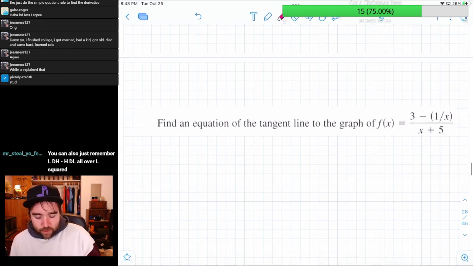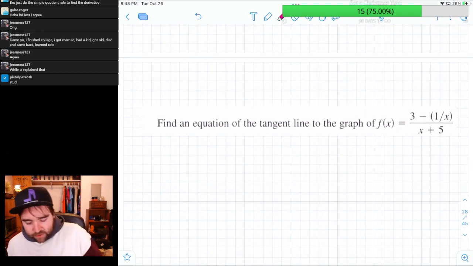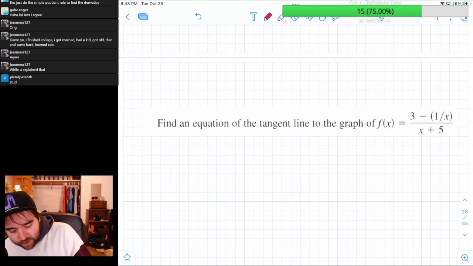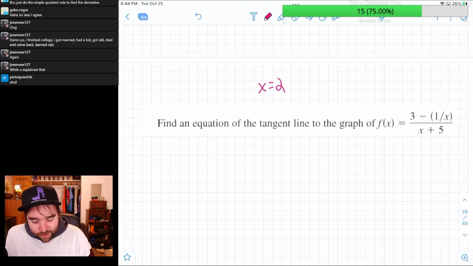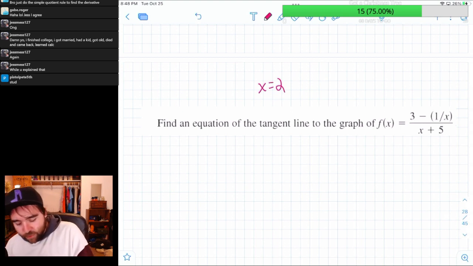Oh, hang on. They didn't tell us where to find the slope of the tangent line. So we can just make it up ourselves. Let's find the equation of the tangent line at x equals 2. Maybe that'll be really bad, but let's do it anyway. So we need to find the slope and we need to find the point. So let's find the point first.